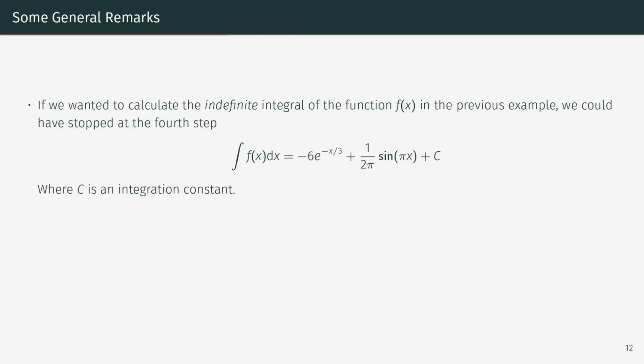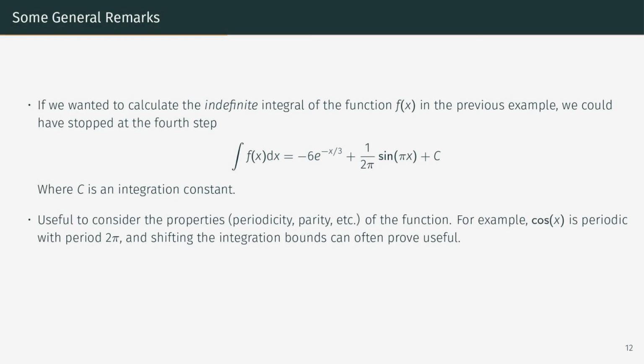If we wanted to calculate the indefinite integral of the function f of x in the previous example, then we could have stopped at the fourth step and would not apply the boundary conditions. Instead, we would need to add the integration constant plus c to the end of the result. So the integral of f of x dx equals negative 6 e to the negative x over 3 plus 1/2 pi sine of pi x plus c.